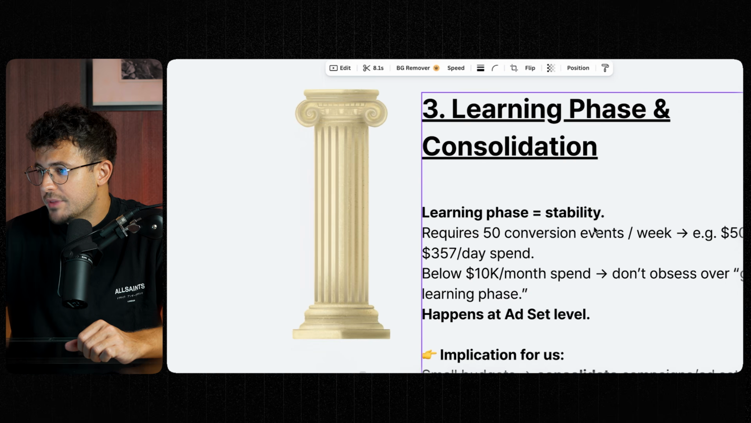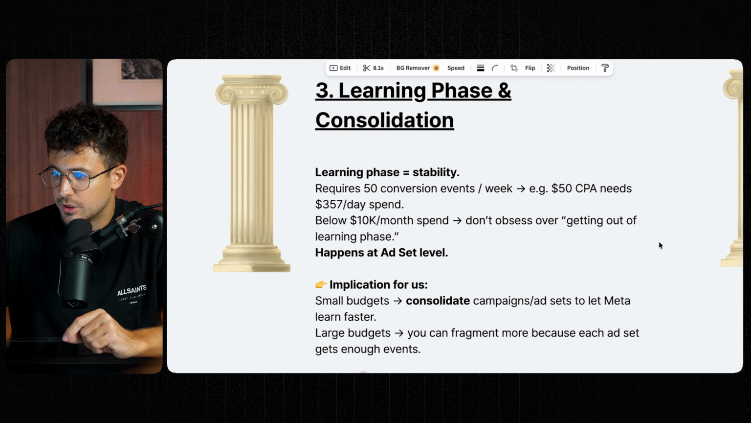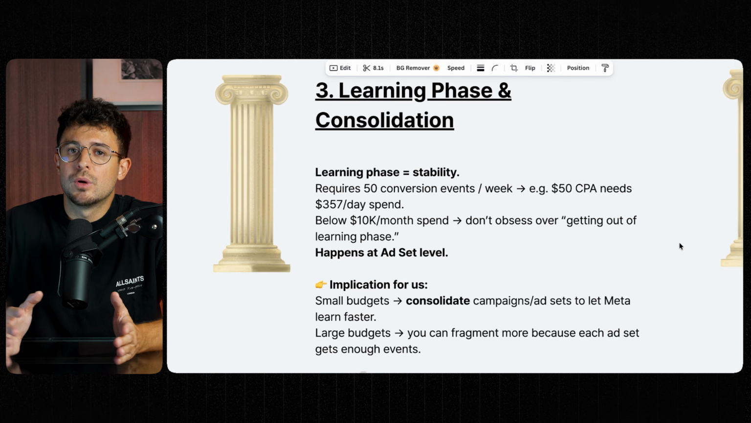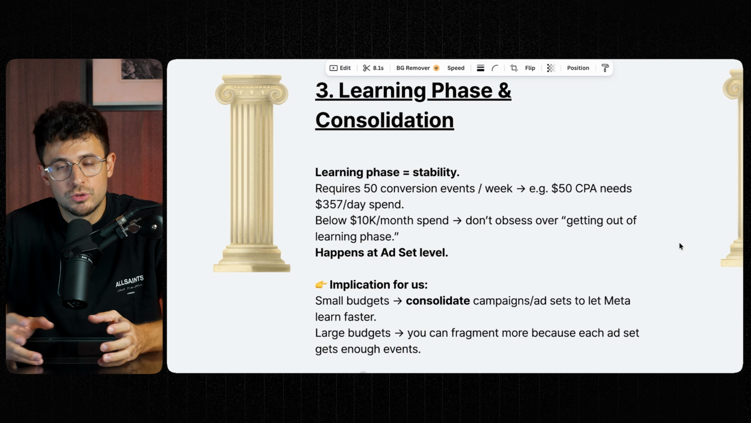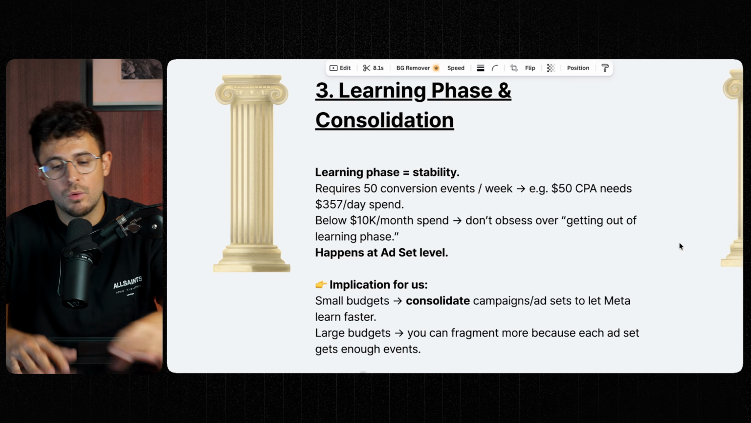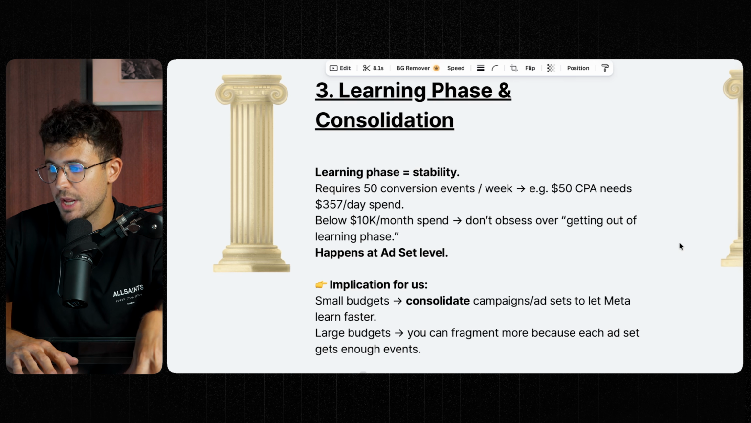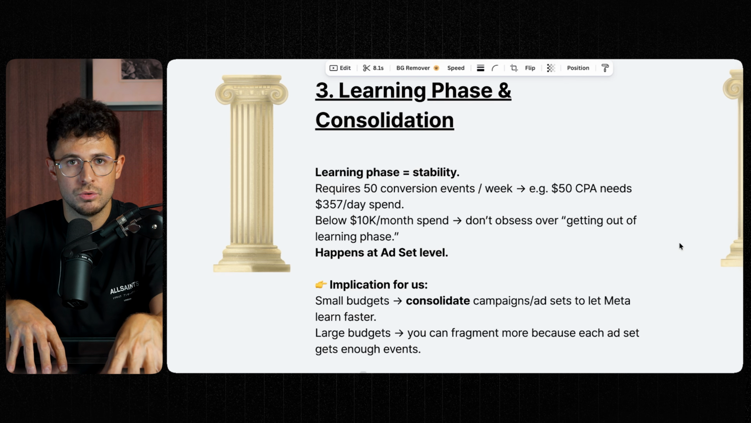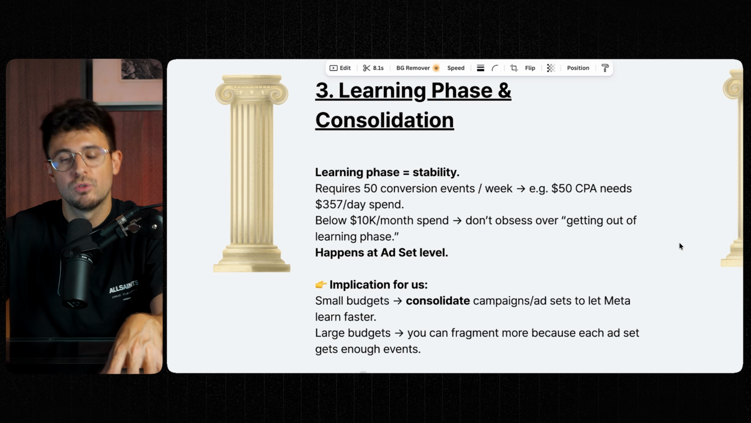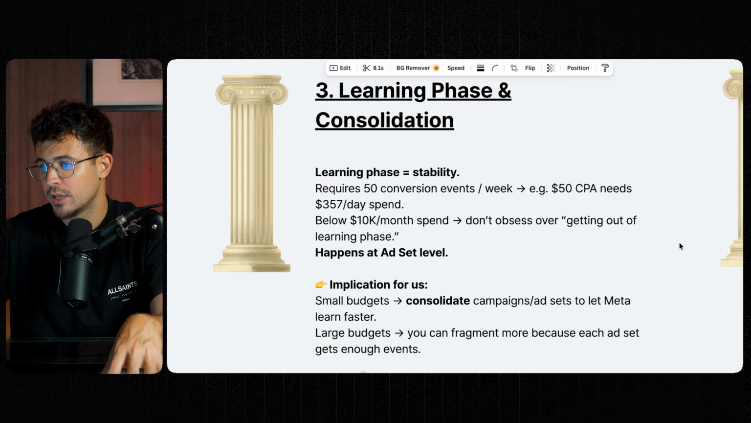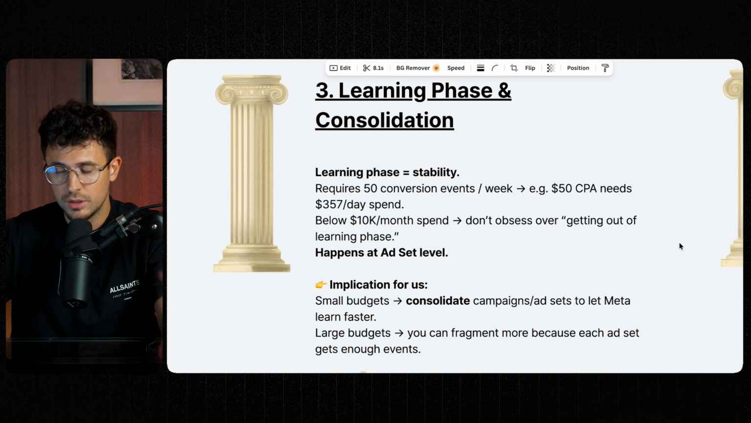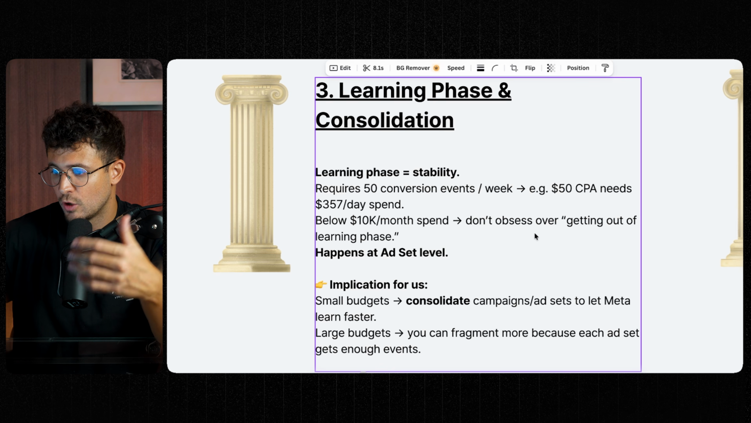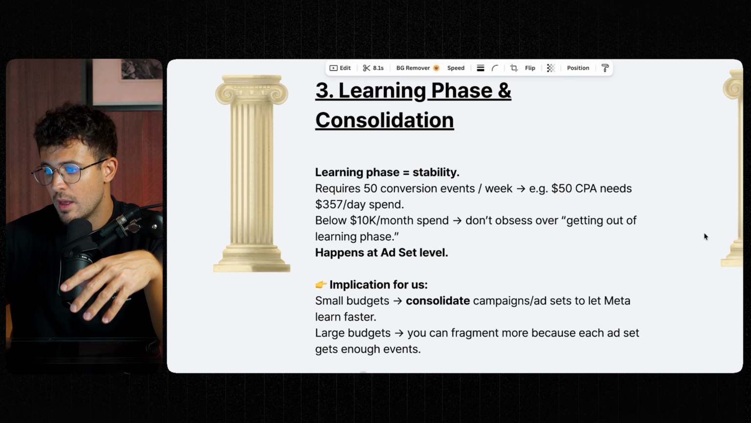Then third, learning phase and consolidation. The learning phase is basically equal to stability, and it gives you a little bit more stability inside the account, because it's supposed to improve the performance of the ad in the long run once it gets enough events. Usually it requires 50 conversion events per week, so to understand the daily budget you need, ask what amount of budget I need to generate 50 conversions per week based on my current CPA. Below 10k or 20k a month in ad spend, don't get obsessed over this, because it's not going to mean anything for you.